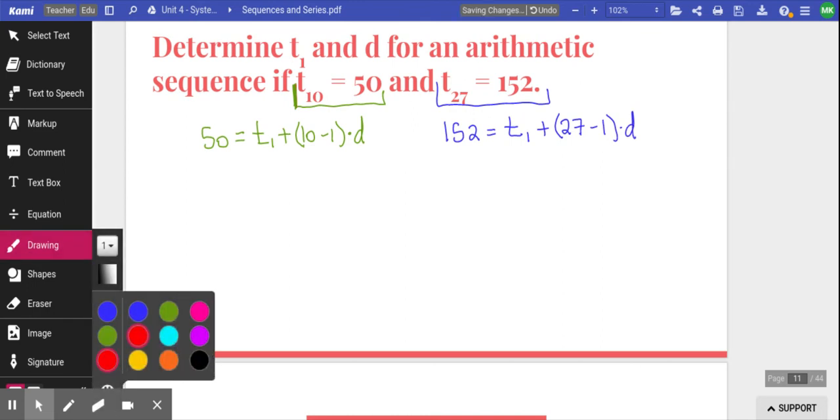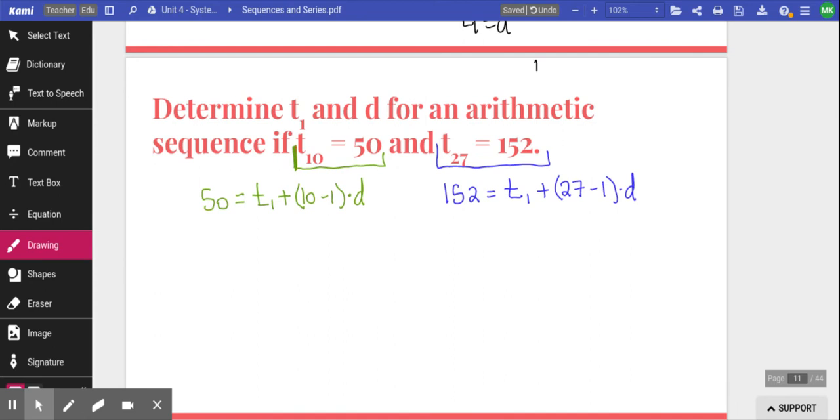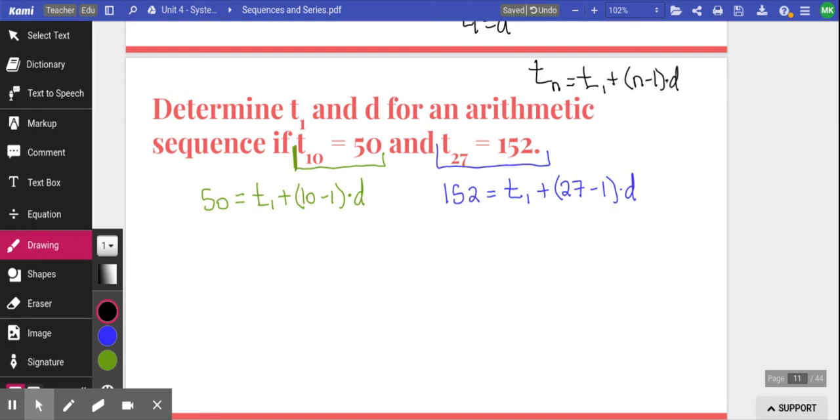What I've done is I've taken both of those random terms they gave me and I've put them into my formula. The reason why I'm doing that is because now I have a system of equations. I have two different equations, the green one and the blue one, with two unknowns. And those unknowns are the same thing, T1 and D. So that means I could solve this using any of the methods we learned previously. Early in this unit, we learned elimination, substitution, and graphing. You could use any of those methods to solve this.